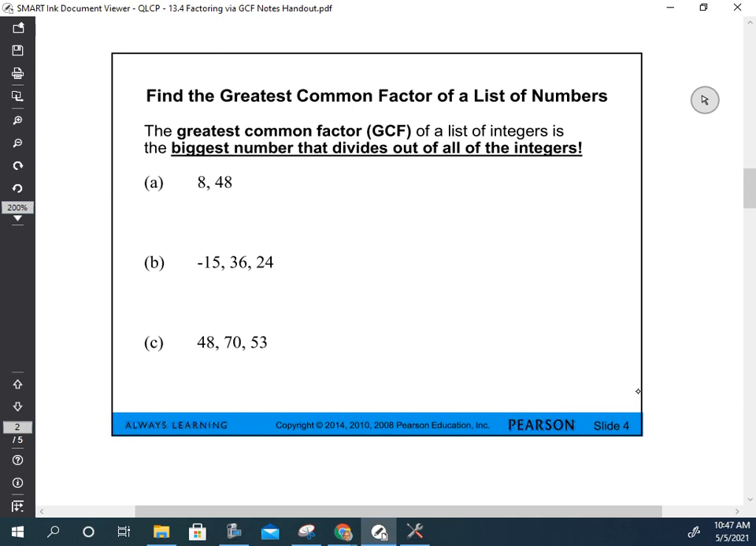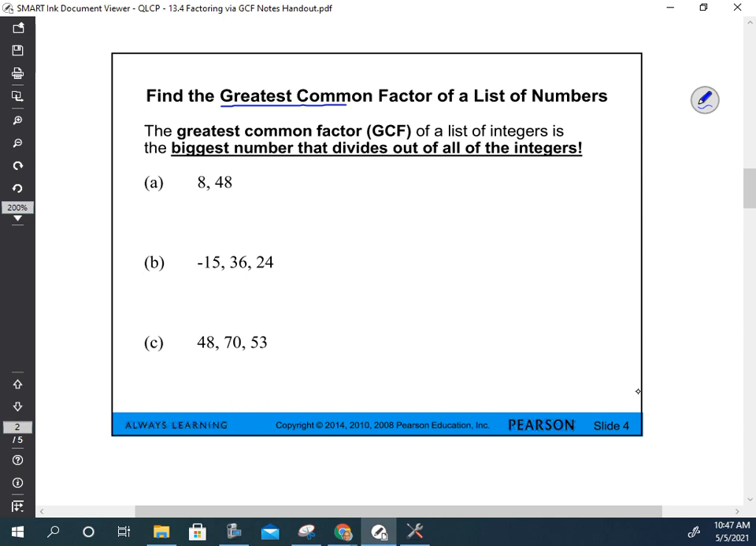So the first thing we start with is greatest common factor. Greatest common factor is what you use the most. There are two ways to find the greatest common factor: greatest common factor for numbers, and greatest common factor for variables.